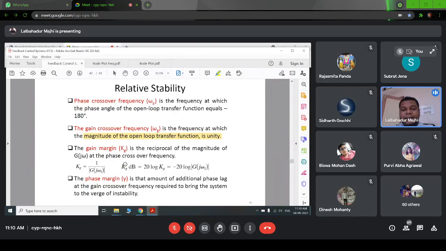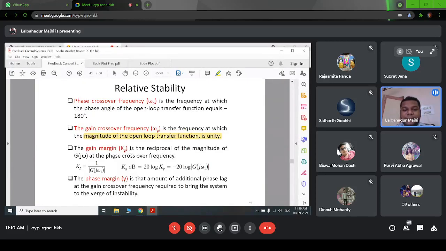Similarly, we can write in dB: Kg in dB will be equal to 20 log of Kg, which is minus 20 log of the magnitude of G of j omega 1, where omega 1 is the phase crossover frequency. Or we can define the gain margin as the additional gain required to bring the system to the verge of instability. That means if we add this much gain to our system, then our system will become unstable.